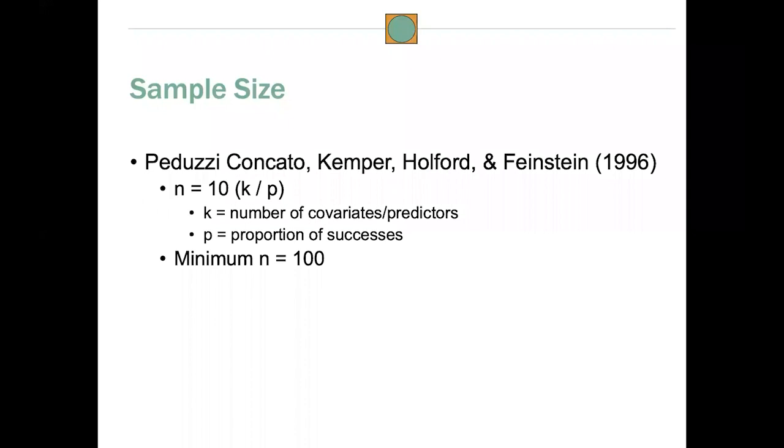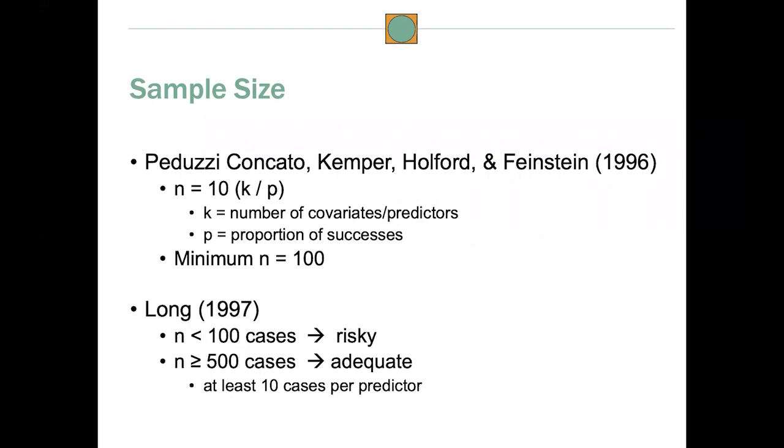So Peduzzi and his colleagues came up with a 10:1 recommendation, where sample size should be 10 times the number of covariates or predictors, which is K in our equation, and should take into account the proportion of successes or the event occurring, which is P in our equation. They also suggested that the minimum sample size should be 100. So if you were to perform your calculation and your N is below 100, you still want to have at least 100 subjects in your sample.